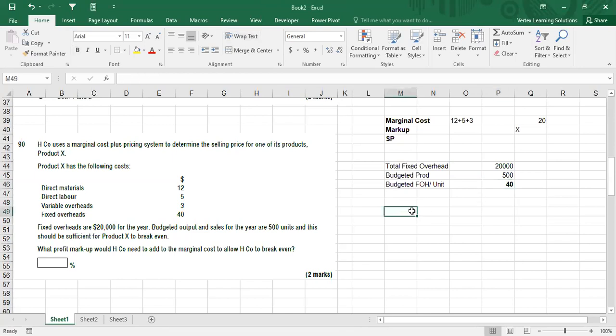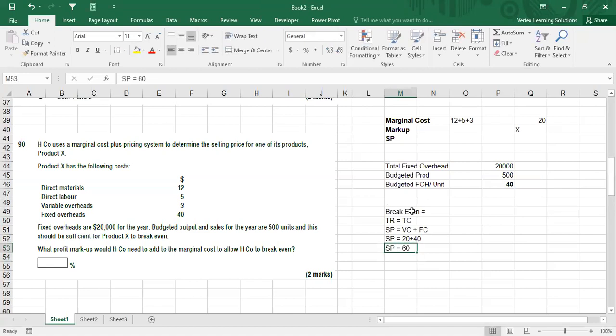So now, what is break-even? Break-even means where your sales price is equal to total cost. Or you can call it total revenue is equal to total cost, which is like sales price is equal to my variable cost plus my fixed cost. So my sales price should be, variable cost is 20 and fixed cost is 40. Therefore, my sales price should be 60.